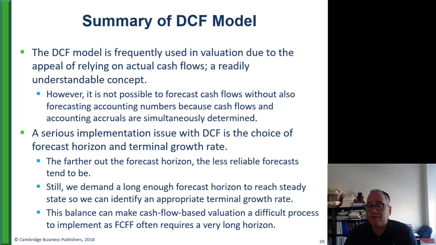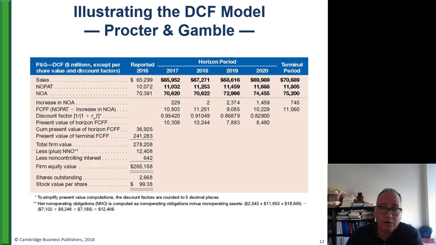But there are big issues here, and one of them is what's your forecast horizon and what's your terminal growth rate. If you run this analysis, you would discover that the present value of the terminal value is so high, 241, that it comprises most of the firm value, and therefore it overwhelms your estimate. So if your terminal period valuation is inaccurate, that's going to cause your stock value to be inaccurate, and therefore it could cause you to make a bad investment.